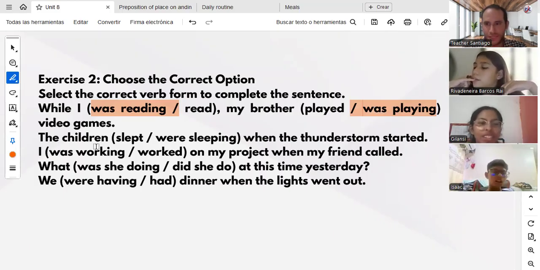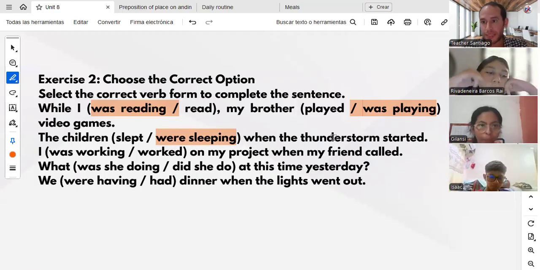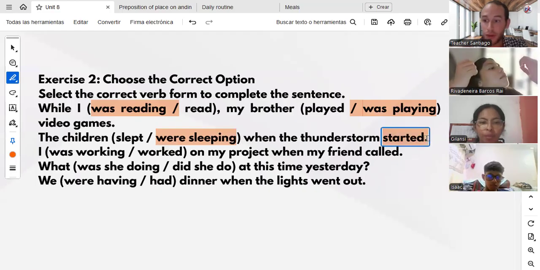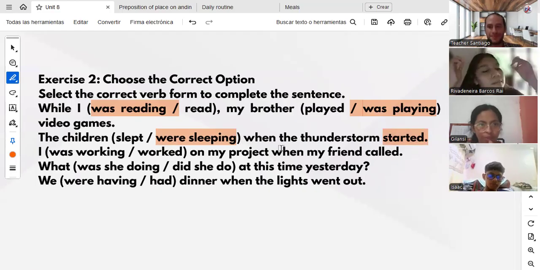The children were sleeping when the thunderstorm started. Okay, good job. So notice, the children were sleeping is an action that is happening, right? And the thunderstorm started is an action that interrupted. This is in past simple. Well done, Gilansi. Thank you so much. Next one, Fiorella, please.